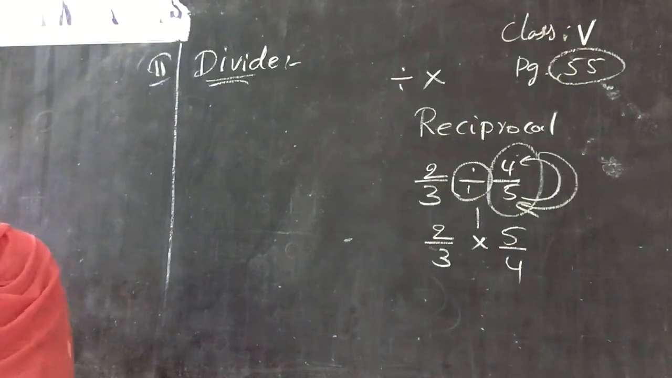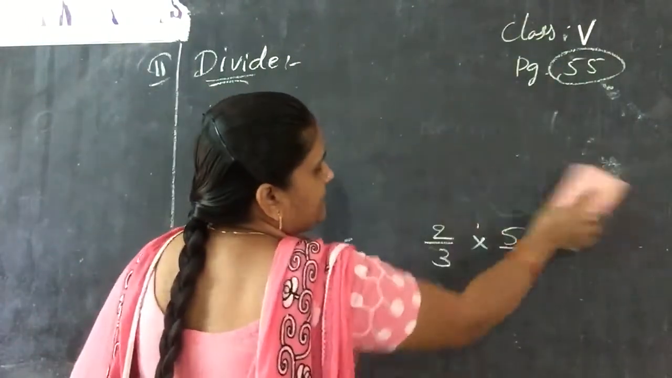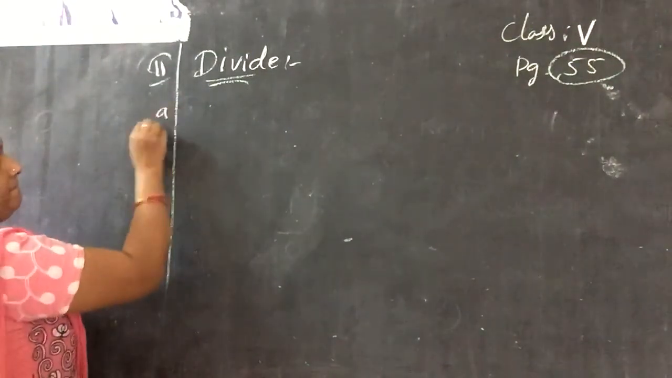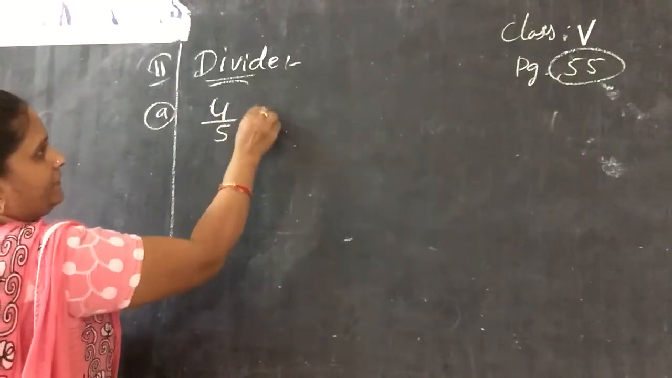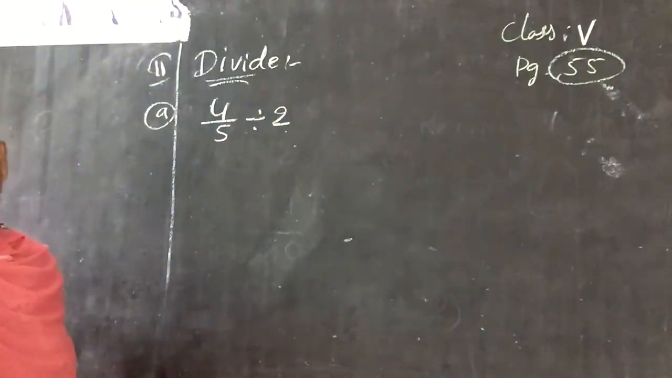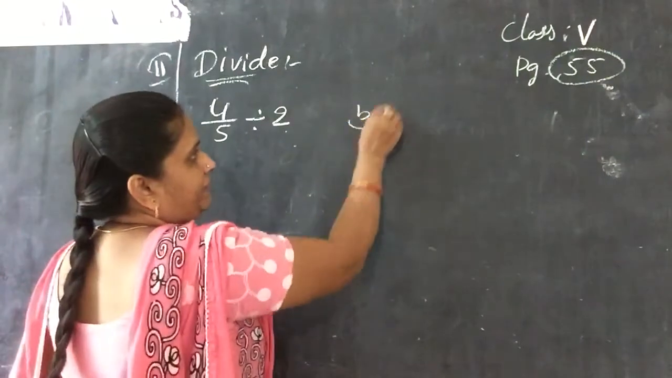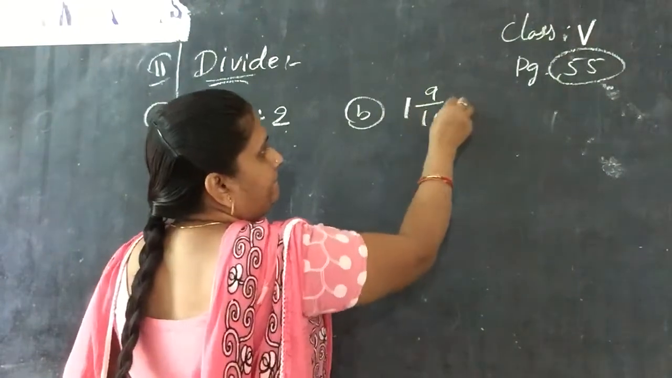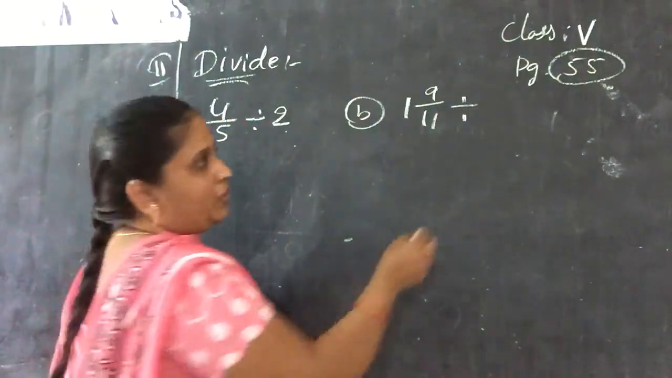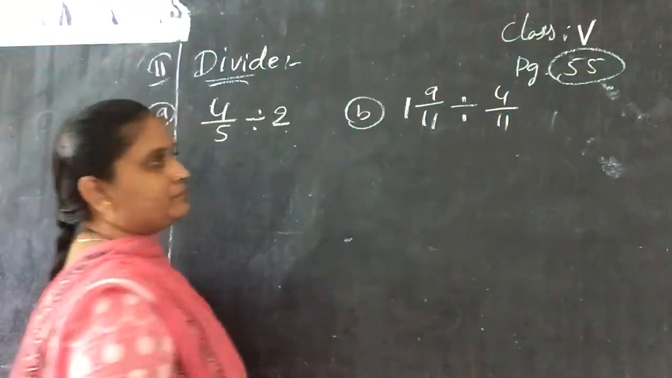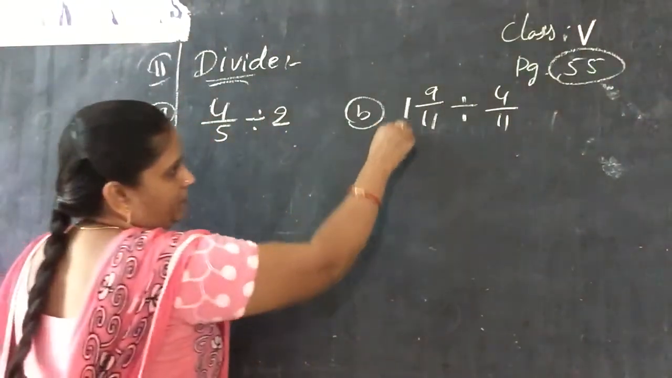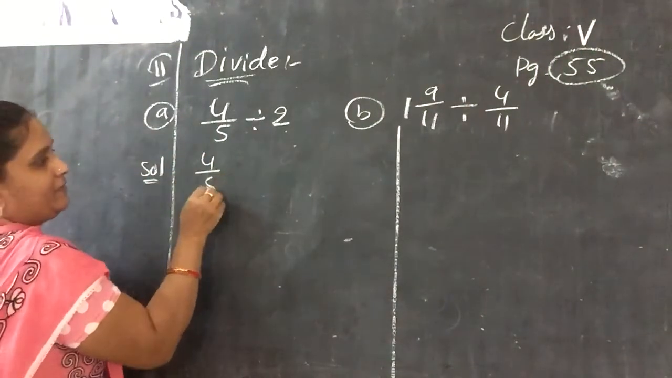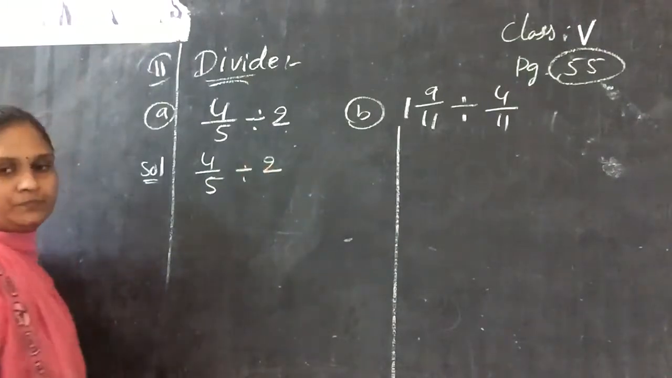So first, the first sum in the textbook page number 55 is 4 by 5 divided by 2, and the second one, B1, is 9 by 11 divided by 4 by 11. Okay, these two sums we will do now. First one, 4 by 5 divided by 2.